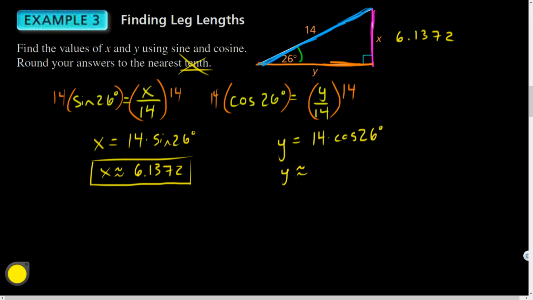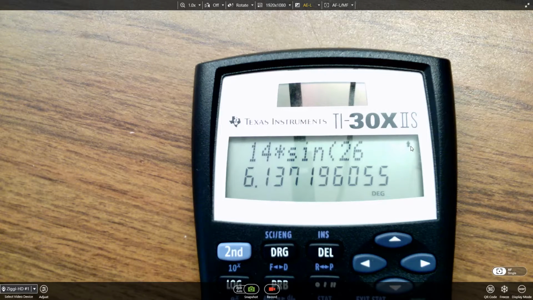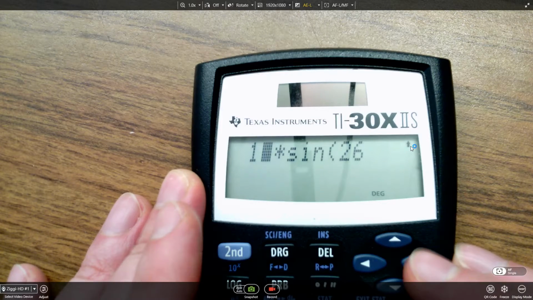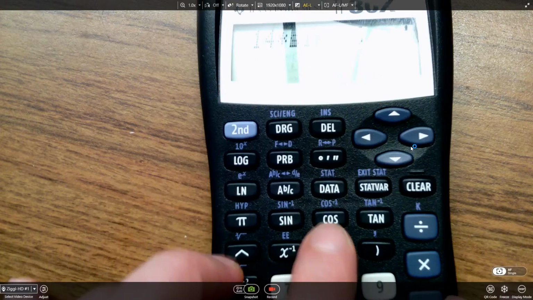Y is approximately, let's see, can I edit this old one? Use some arrow keys here. Notice there's the old cosine.